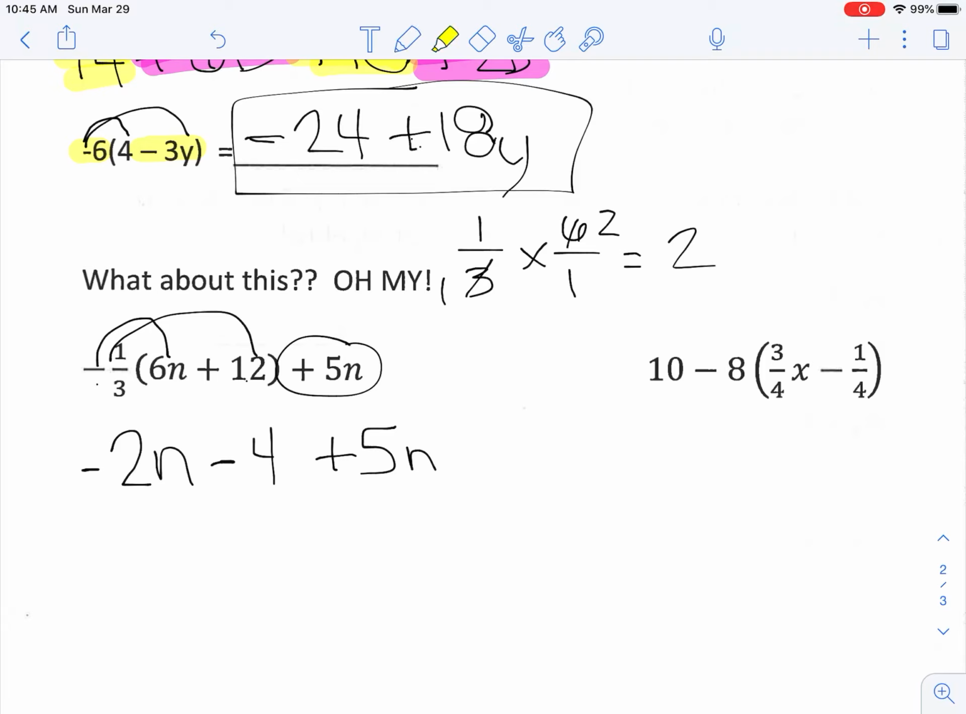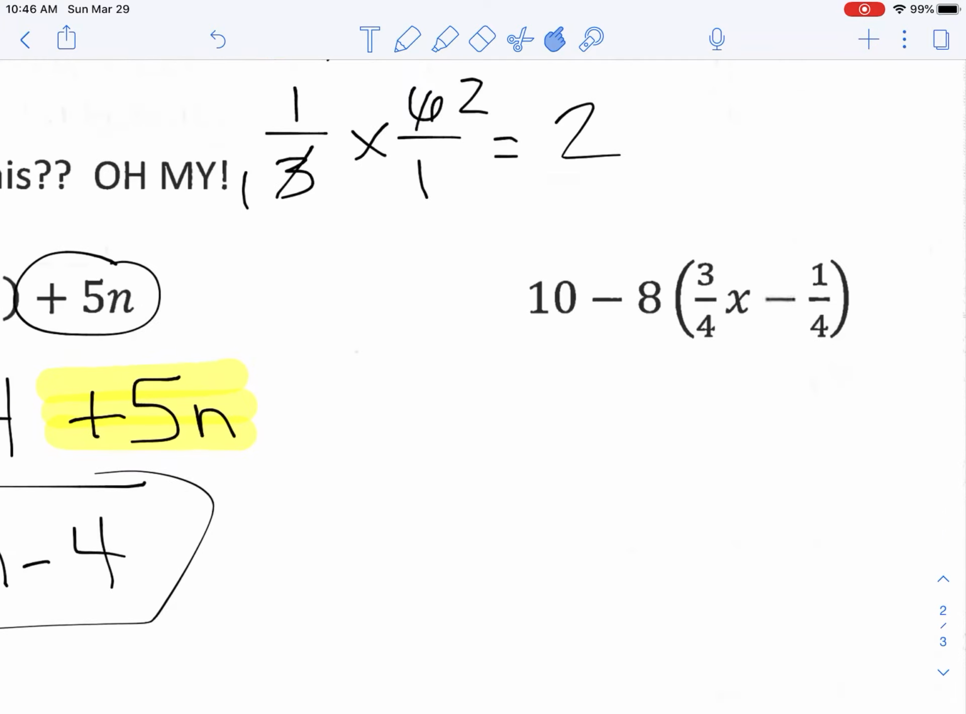All right, we're getting there. Now we've got to combine our like terms. Remember to highlight those operation signs so you pay attention to those. We've got a 5n and a negative 2n, so 5 minus 2 is 3n. And I've got a minus 4, so that would be your final answer.